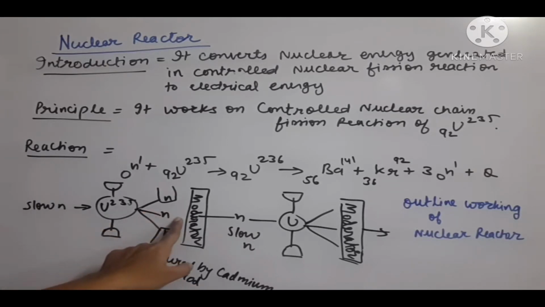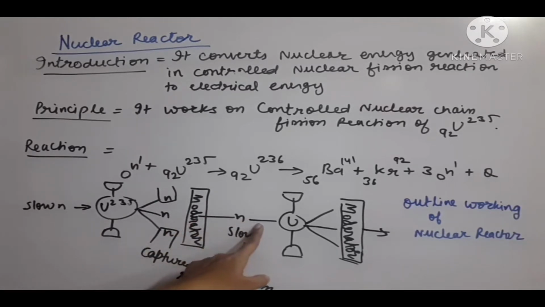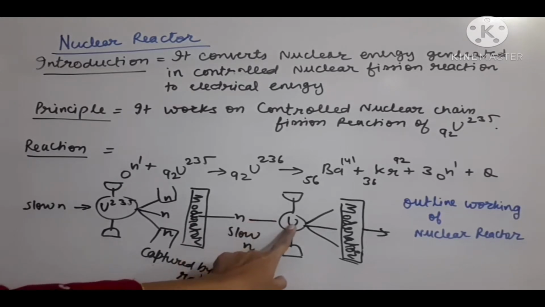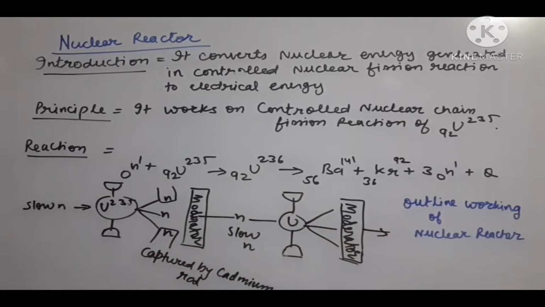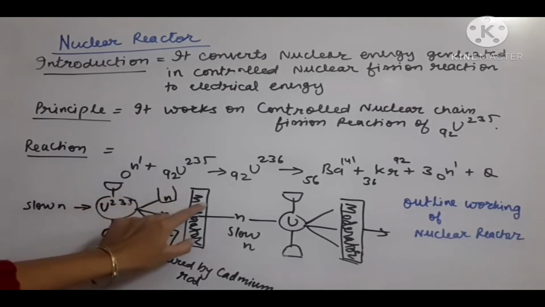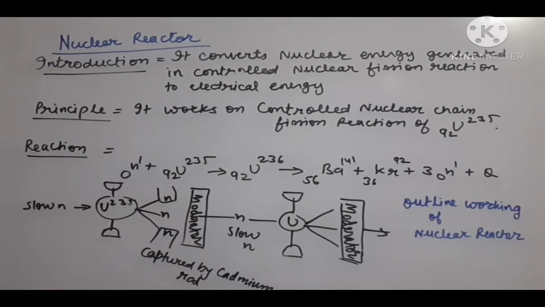The remaining fast neutron is passed through the moderator to slow down its speed. Then this neutron becomes slow and is allowed to fall on the uranium again. The next nucleus of uranium also undergoes the fission reaction: two products, three neutrons, one of the neutrons passing through the moderator, and this way the process goes on. How do these cadmium rods and this moderator do their function? That we need to understand in the next sheet. So let us come to the working part.